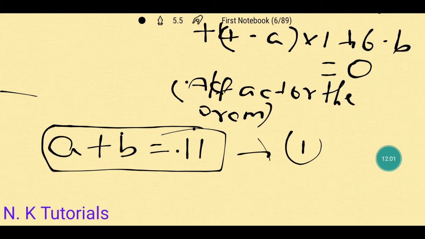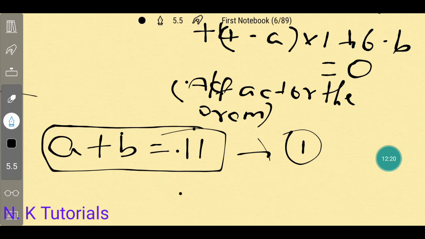This is equation 1. Since we have to find two values, we need two equations. So putting the two factor values, we can find two equations, and after solving those two equations we can find the values of a and b.